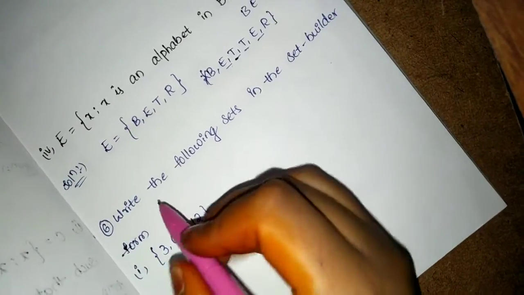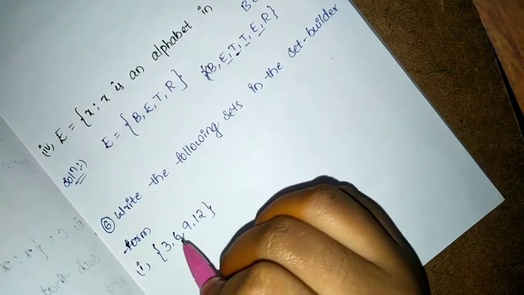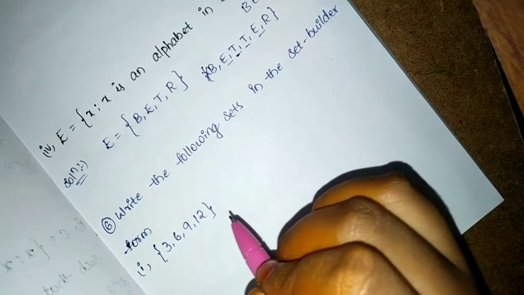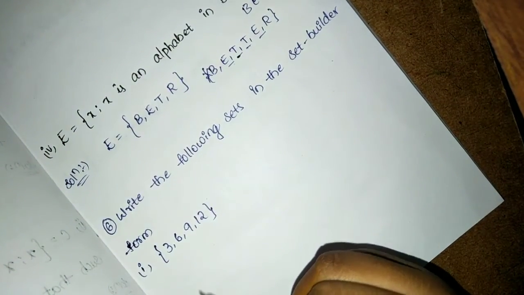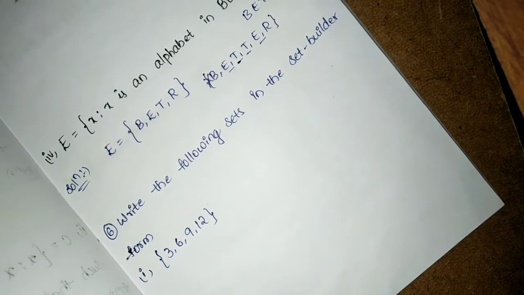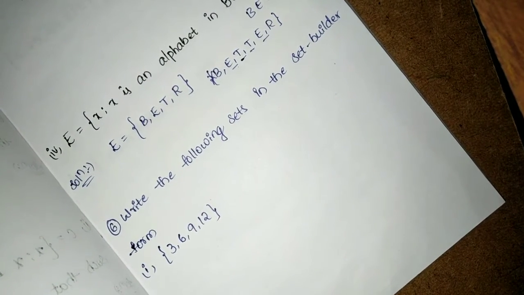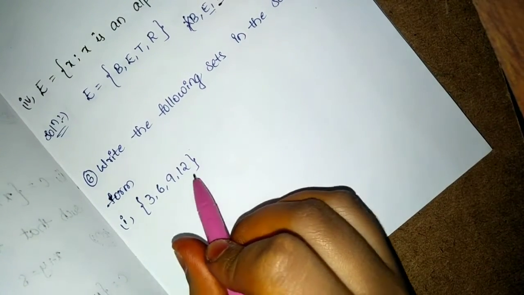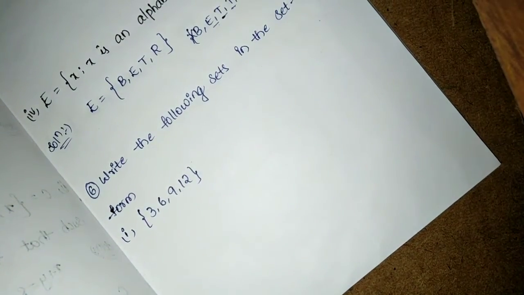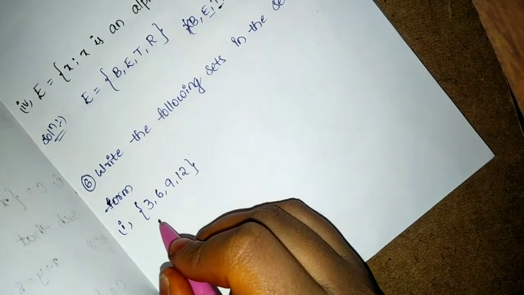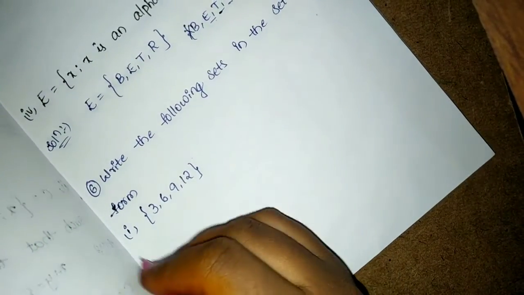Next, sixth one, write the following sets in the set builder form. In the fifth bit they gave set builder form and we transferred it into roster form. In the sixth bit they gave roster form and we will transfer it into set builder form. Let's see the first problem. 3, 6, 9, 12. 3 1s are 3, 3 2s are 6, 3 3s are 9, and 3 4s are 12. So here the hint is all these are multiples of 3 and less than 13.